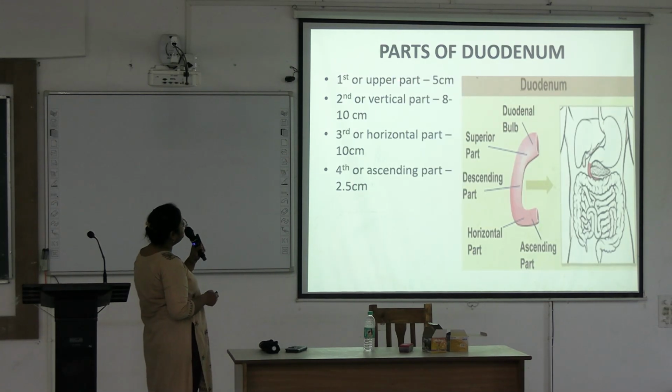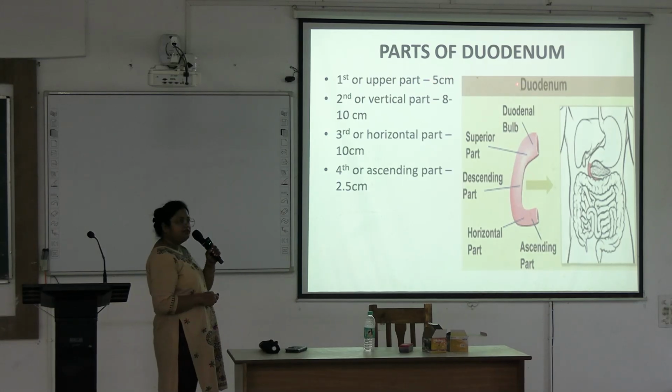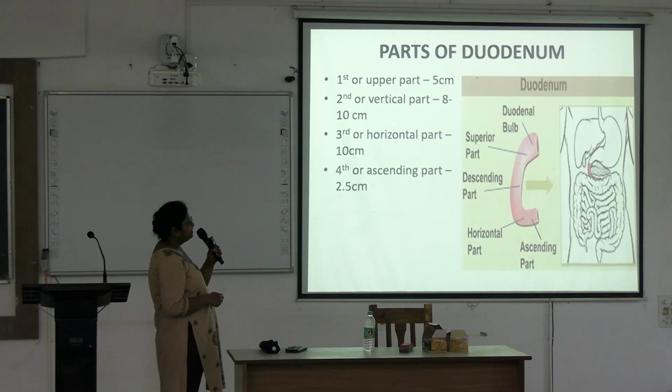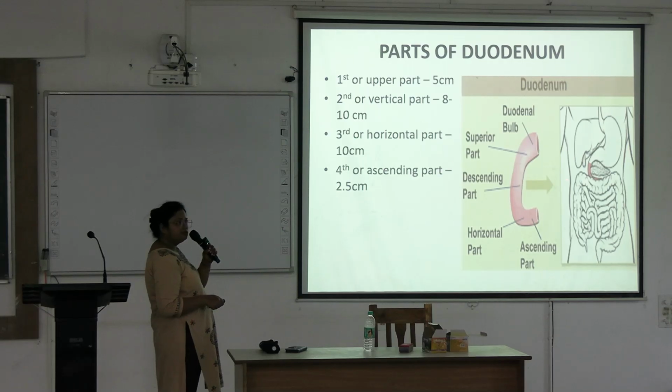First part is the upper part. It is about 5 centimeters in length. Second or vertical part, 8 to 10 centimeters in length. Third or horizontal part is about 10 centimeters. Fourth or ascending part is 2.5 centimeters. First, second, third, fourth.